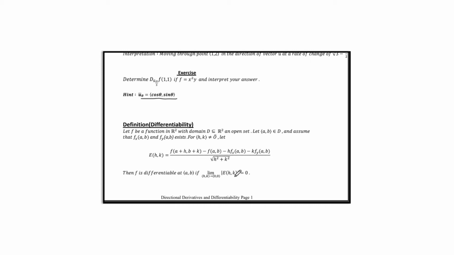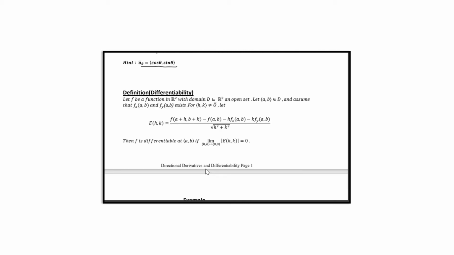But if it is equal to 0, if the limit that you take of the absolute value of E of h, k as (h, k) approaches 0 is 0, then f is differentiable at point (a, b). So with that said, let's get into the example that I prepared for the differentiability.